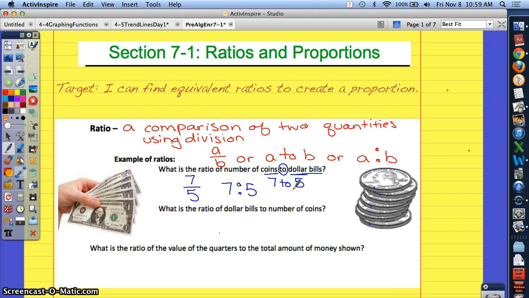If you look at the next one, what is the ratio of dollar bills to the number of coins? Circle that word "to." What are you talking about before the "to"? Well, we're talking about the number of dollar bills. And what are we talking about after the "to"? We're talking about the coins. That word "to" is your division bar. That's what's splitting it. So whatever was before it is your numerator. How many dollar bills do I have? We said 5. And whatever comes after it is your denominator. How many coins do I have? 7. You can write it all three ways.